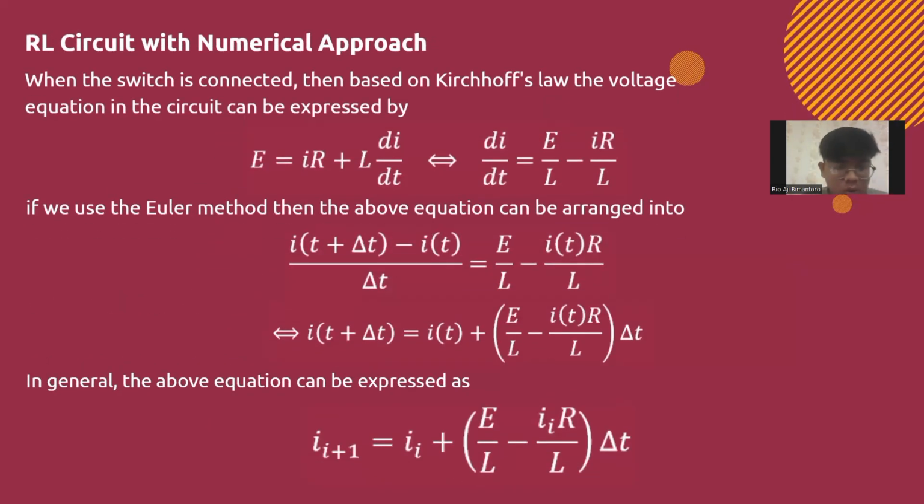This is the numerical approach. When the switch is connected, the equation can be expressed by dI over dt is equal to E over L minus IR over L. And then by the Euler method, the equation can be arranged to I at t plus delta t equal to I at t plus delta t times E over L minus I at t times R over L. Then in general, the above equation can be expressed step by step as I(i+1) equals I(i) plus delta t times E over L minus I(i) R over L. Okay, nice.